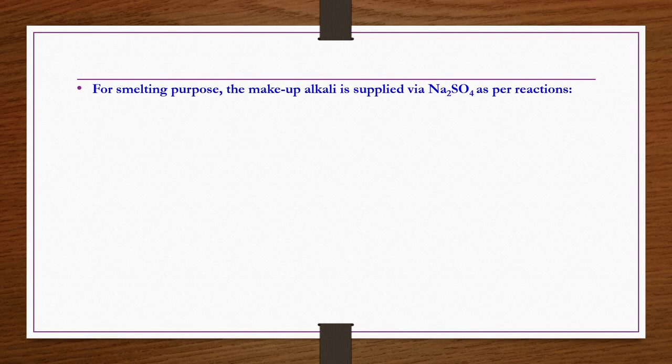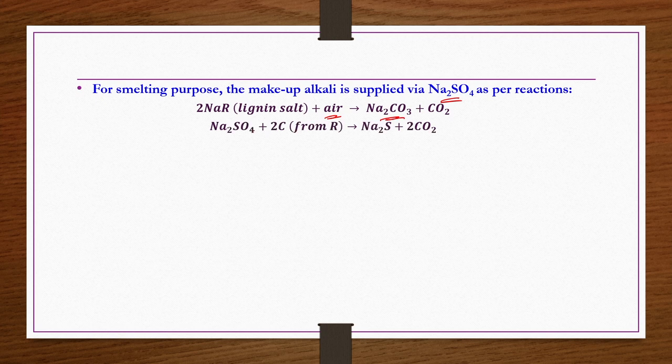For smelting, the makeup alkali is supplied as Na2SO4, as per the reactions I have already explained. That is, lignin salt reacts with the preheated air to give Na2CO3 and CO2. This Na2CO3 may be further used in the causticizing tank. Meanwhile, the Na2SO4 fed to the system reacts with the carbon present in the solid material in black liquor, which has 60 to 65% solids, to produce Na2S. The Na2CO3 reacts with calcium hydroxide to give sodium hydroxide.